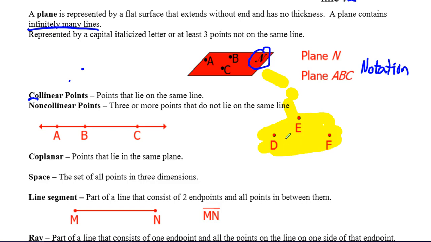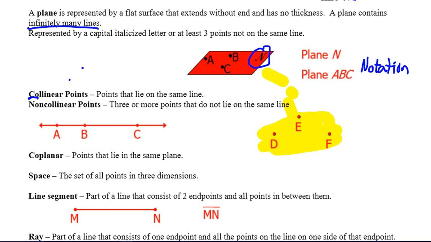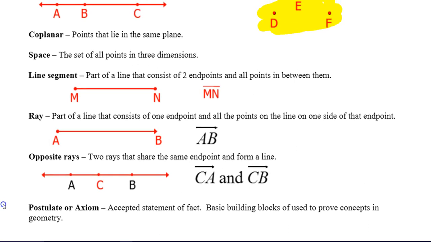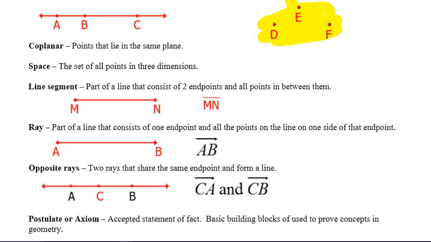Moving along here, we have this idea of coplanar. Coplanar are points that lie in the same plane. Sometimes I sing this little song, 1 point, 2 point, 3 point, same plane. Coplanar. So I don't know why I sing that, but I do. So if we have 3 points that are in the same plane, we call those coplanar.